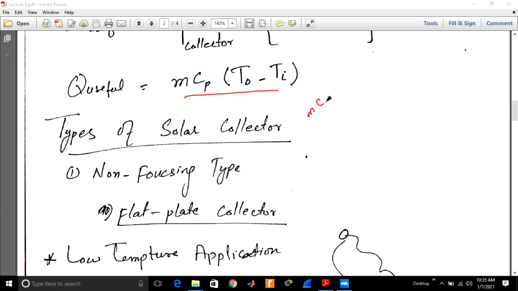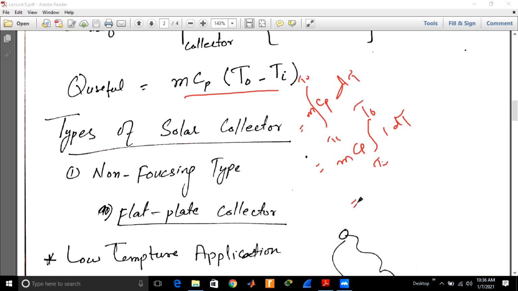M Cp integral from Ti to T naught, dT. We can prove this equation. For example, if Cp is constant, meaning that M and Cp are constant, they will come out of the integration, and this is Ti, and this is T naught, and this is dT, d capital T, and here is 1.